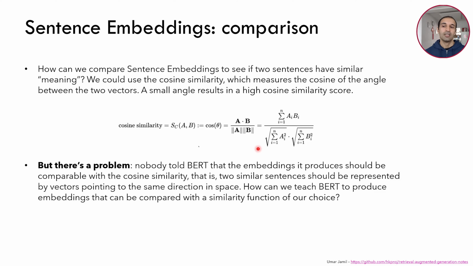But there is a problem. Nobody told BERT that the embeddings it produces should be comparable with the cosine similarity. So BERT is outputting some embeddings, and then we take the average of these embeddings, but nobody told BERT that these embeddings should be such that two similar sentences produce similar embeddings. How can we teach BERT to produce embeddings that can be compared with a similarity function of our choice, which could be a cosine similarity or the Euclidean distance?